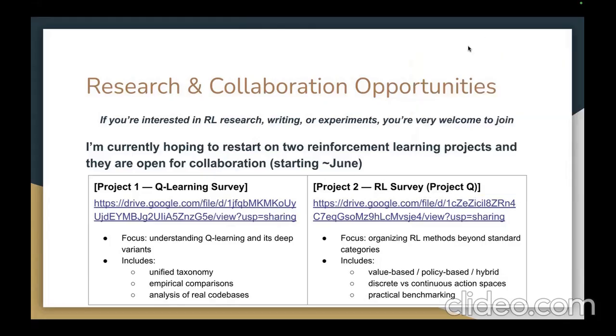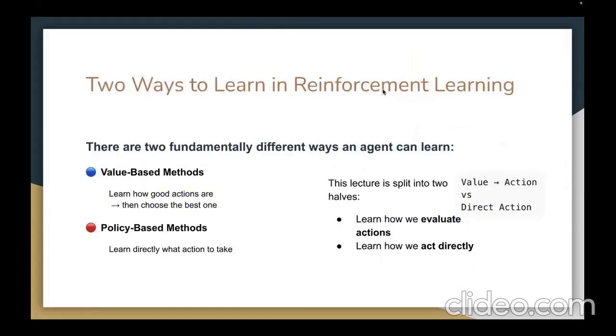Okay, so back to today. There are two ways to learn reinforcement learning. The first camp is what we call value-based methods. The key idea is we learn how good actions are, and then we choose the best one. Or we can skip that step and directly learn what actions to take. This lecture we will split into two halves. The first half we will study how we evaluate actions. Basically, value will lead to action. The second half will be about how we can act directly, basically direct action.